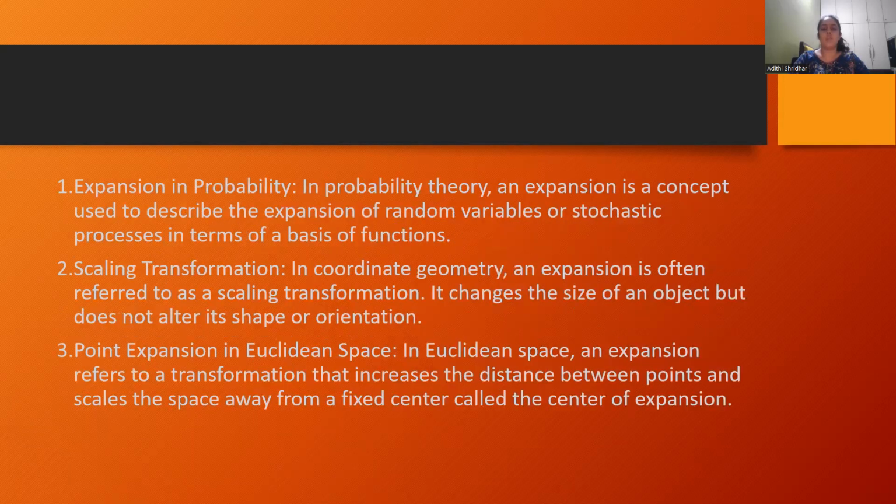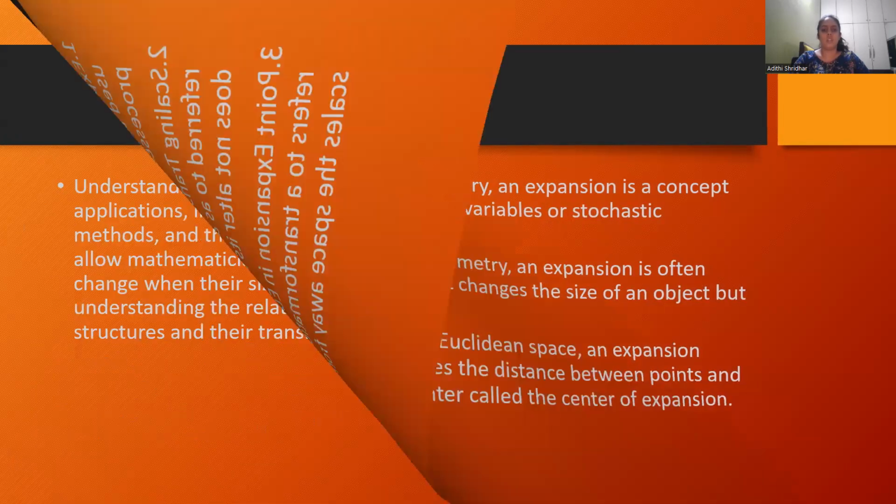Expansion in probability. In probability theory, an expansion is a concept used to describe the expansion of random variables or stochastic processes in terms of a basis of functions. Scaling transformation. In coordinate geometry, an expansion is often referred to as a scaling transformation. It changes the size of an object but does not alter its shape or orientation. Point expansion in Euclidean space. In Euclidean space, an expansion refers to a transformation that increases the distance between points and scales the space away from a fixed point called the center of expansion.